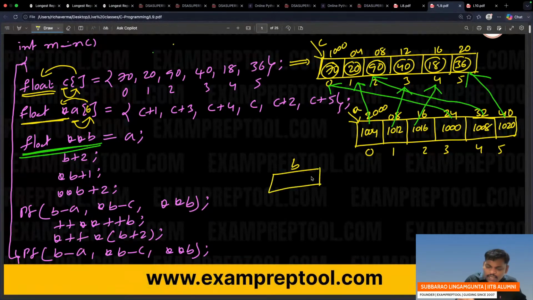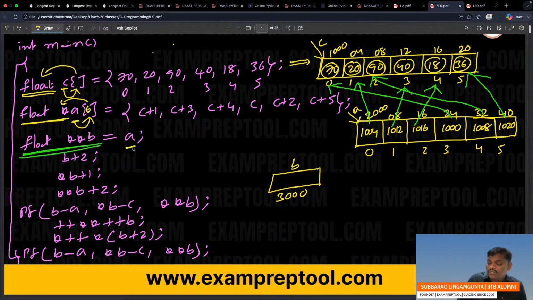How many bytes? Inside B you want to store addresses. See, float star B: address, 8 bytes. But what is being stored? Let's check. Inside B you have to store the address of an address, which means B is a double pointer.